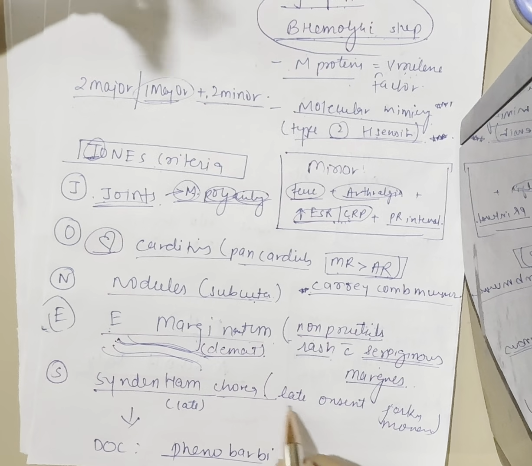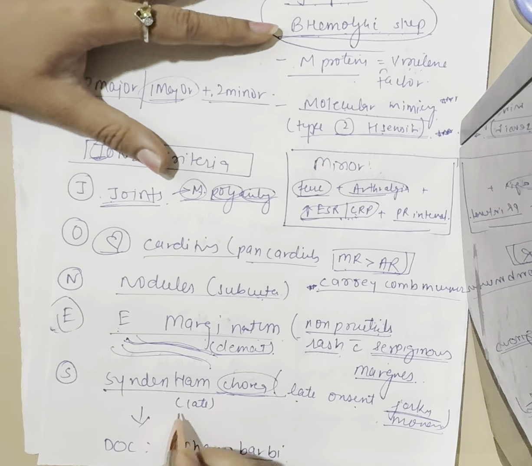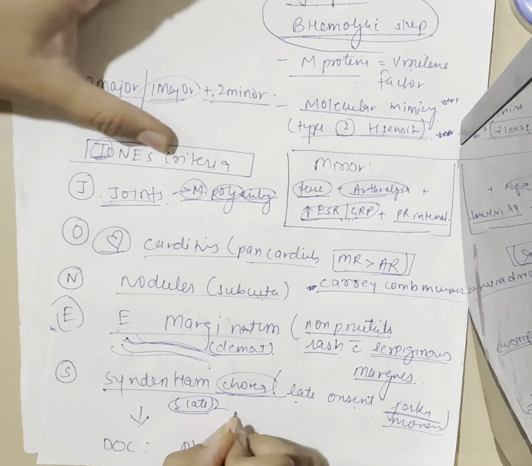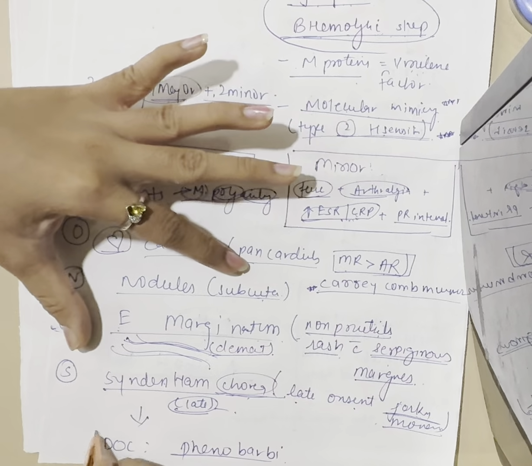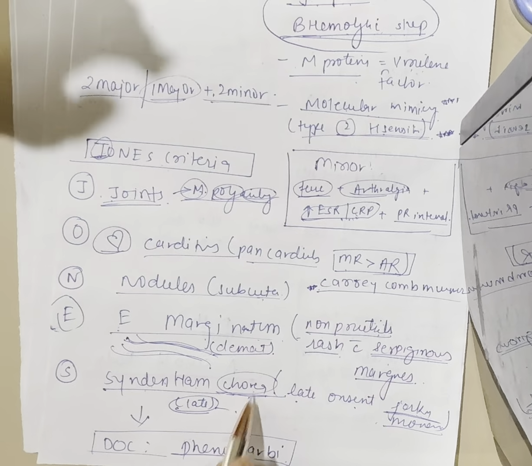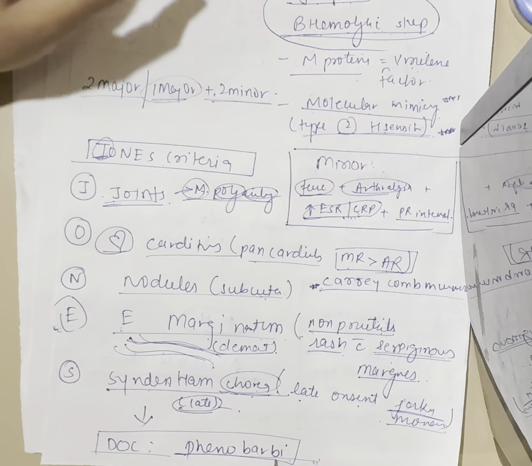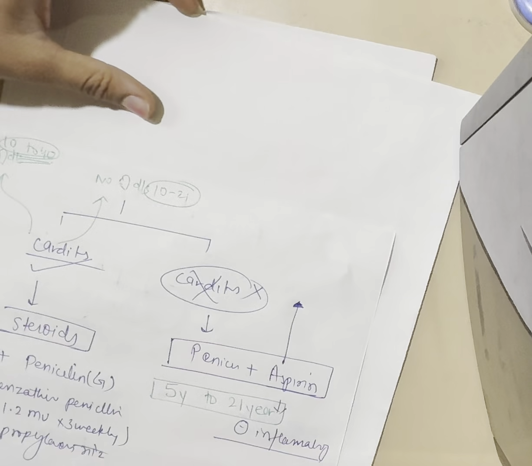What is chorea? That's a late onset jerking movement. Jerking movements are known as chorea. That's a late sign of acute rheumatic fever. It presents very late. And the drug of choice for Sydenham chorea due to acute rheumatic fever is phenobarbital. We need to give phenobarbital to resolve this. Okay, so that's all.